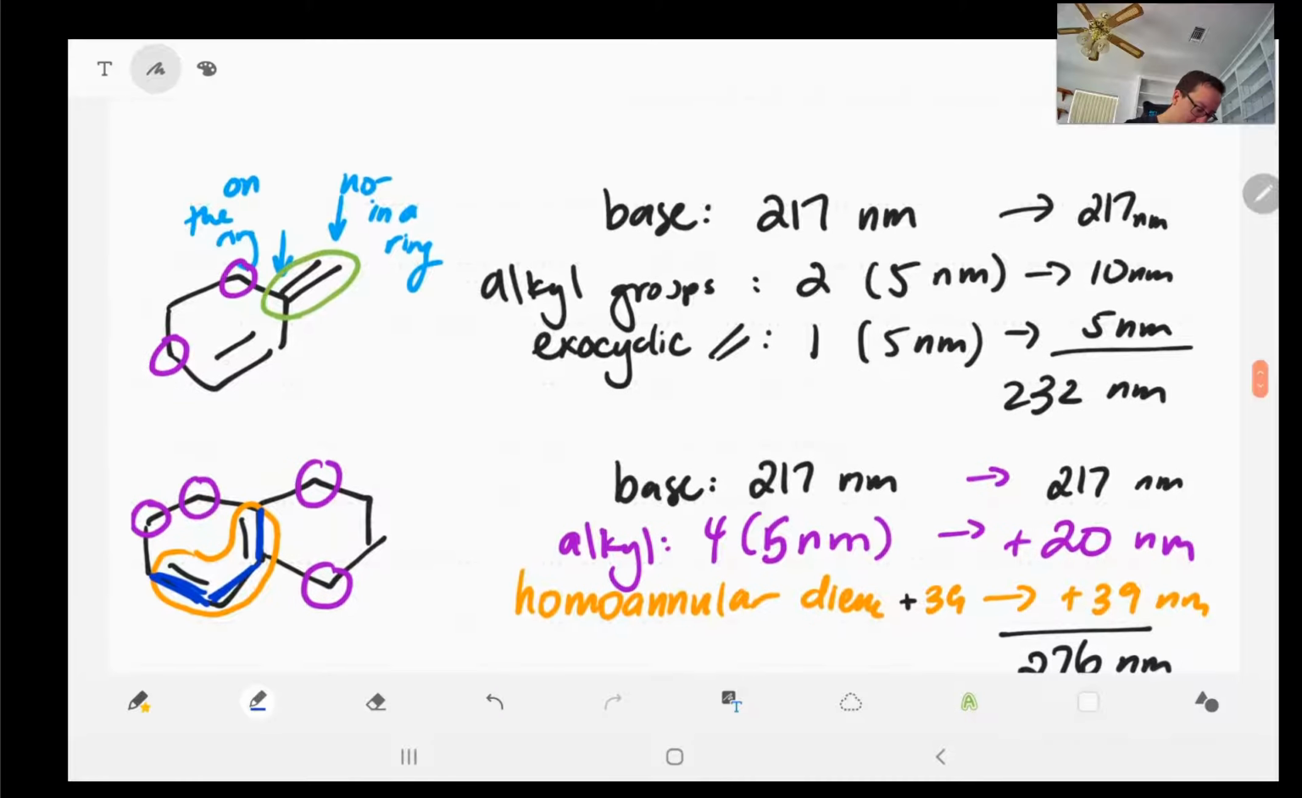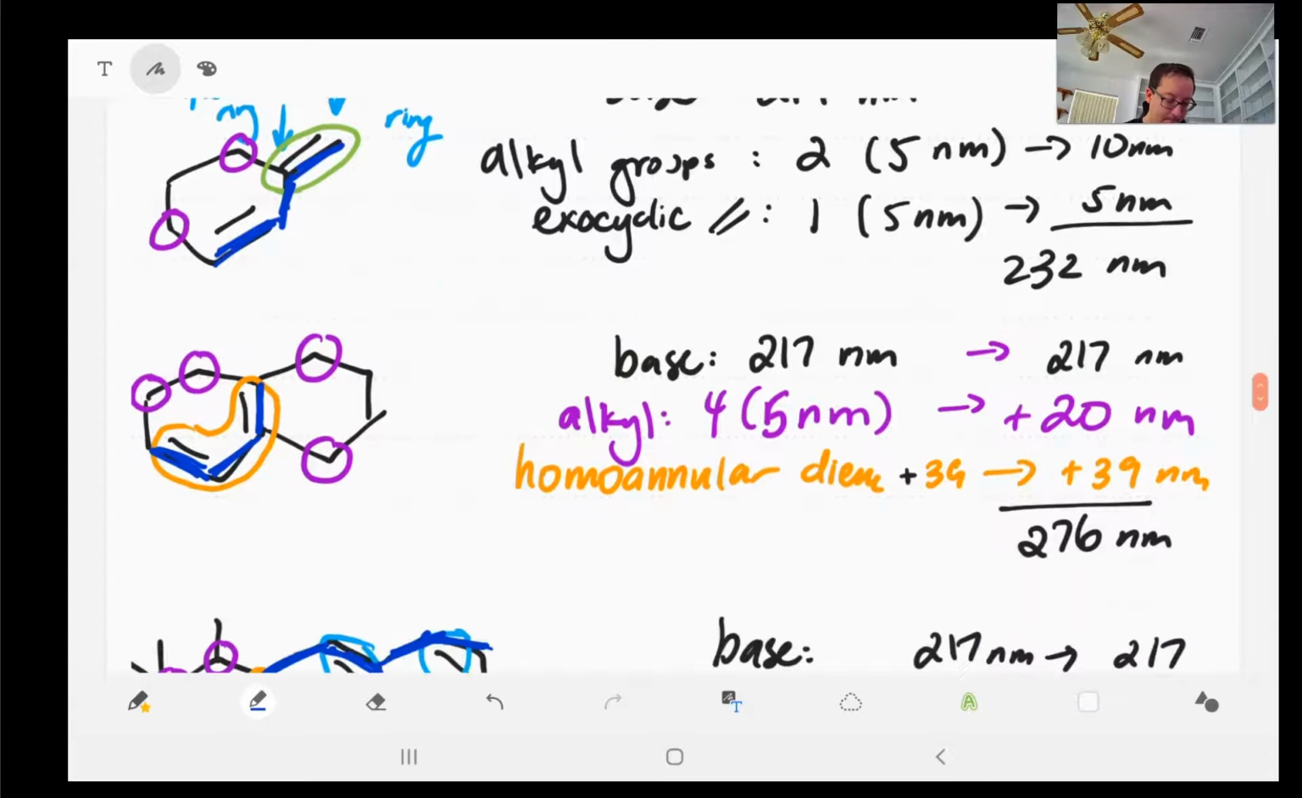And before that, that was our conjugated system. So, okay, we'll do more. Cool.